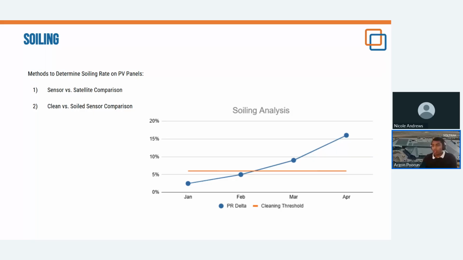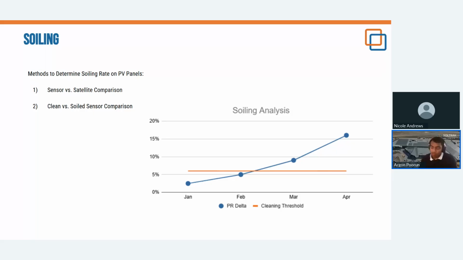Secondly, you can use a clean or reference sensor versus the soil sensor. In this method, you would have a reference sensor on site that is being regularly cleaned, and then the soil sensor that is only being cleaned when the plant panels are being cleaned. And then essentially the comparison, again, a PR ratio calculation comparison between the two gives you an indication of the soiling rate.